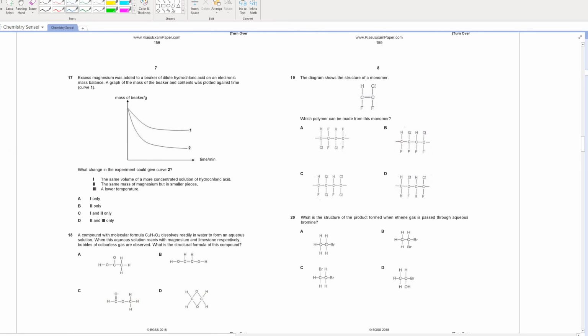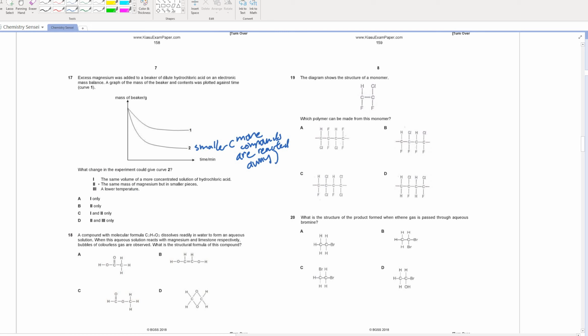Excess magnesium was added to a beaker of dilute hydrochloric acid on an electronic mass balance. A graph of the mass of the beaker and contents were plotted against time. Over here we see that the mass of the beaker in reaction 2 is smaller than the mass of the beaker in reaction 1. This means that more compounds are reacted away. So which of the statement proves this?